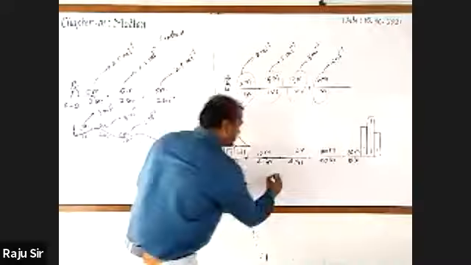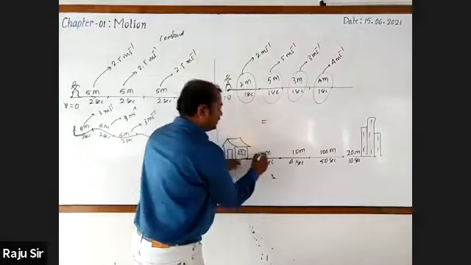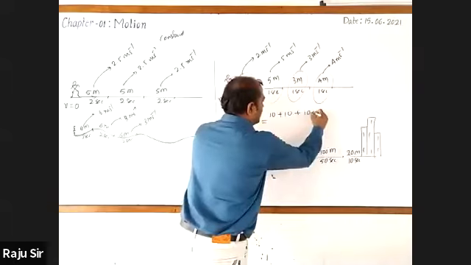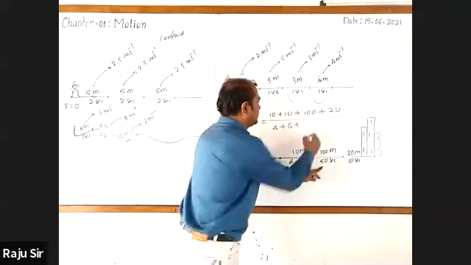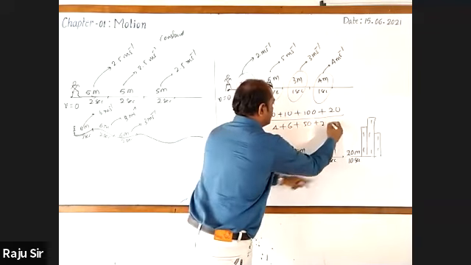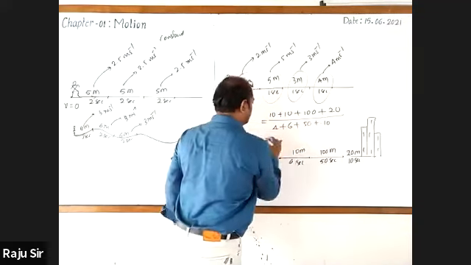Let us count the total distance. It is 140 meters: 10 plus 100 plus 20. Time taken: 4 seconds plus 6 seconds plus 50 seconds plus 10 seconds is equal to 70 seconds. So the average speed is 140 by 70.